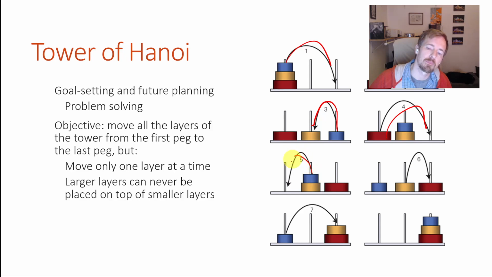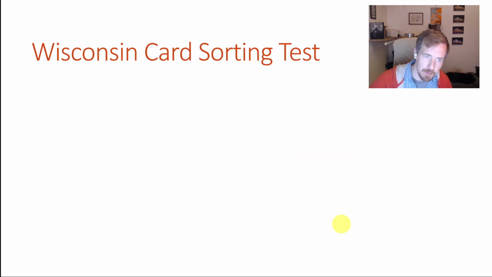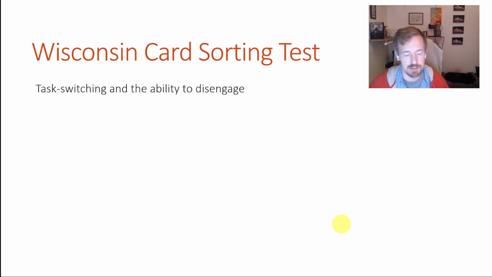Then you move the blue one back. Then you move the middle one here. Then you move the smaller one there, and then voila, you got it. Awesome. If you have a high working memory, there's a good chance that you're going to solve that faster than someone who has a shorter working memory. The Wisconsin card sorting task, this is used a lot for executive functioning as well. I've seen it used a lot with people who have schizophrenia, actually.